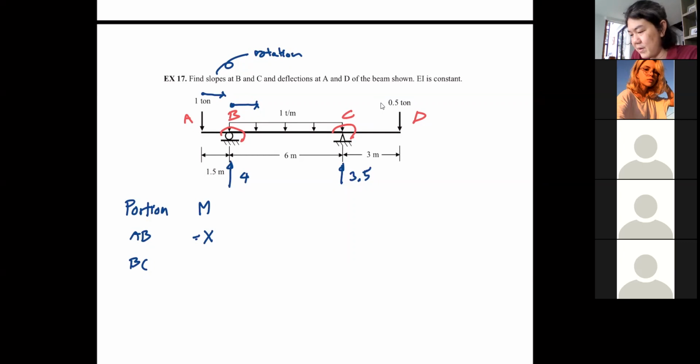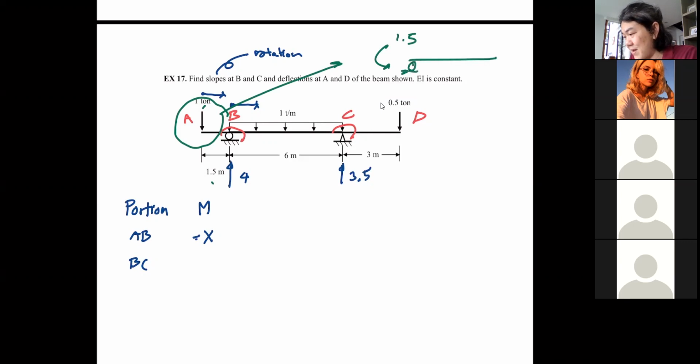Because when you write the moment BC, this portion, in fact, can be replaced by constant moment of 1 multiplied by 1.5. So it's 1.5 like that. Apply at the end of the beam like that. And I can do so with this CD, right? I can replace this portion by this 1.5 as well. Can I do that, folks? Of course I can, right?